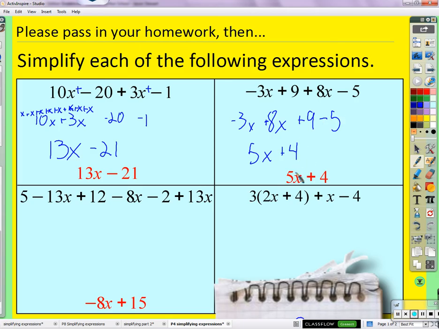Okay. Now, 5x plus 4, 9x? Yes or no? No. Why not? Because there's no 9 x's. We don't know what x is. 4 doesn't have an x. 9 doesn't have an x either. Oh, wait. Yeah, you can't.